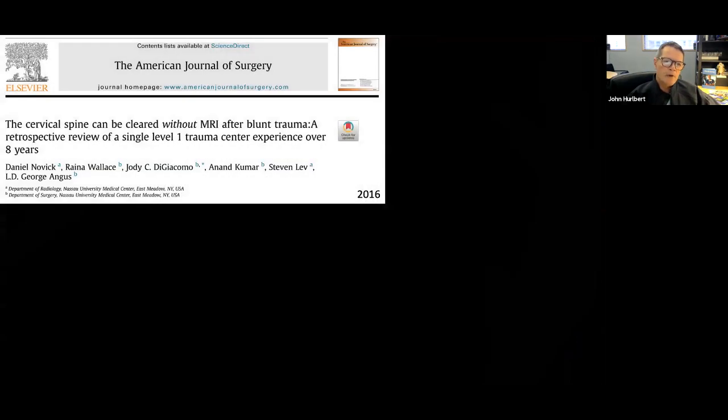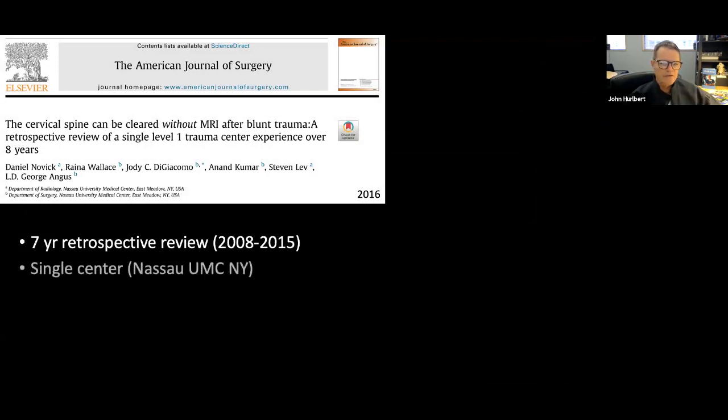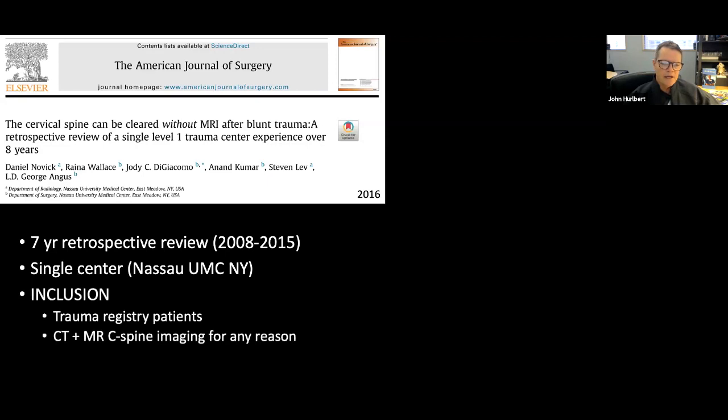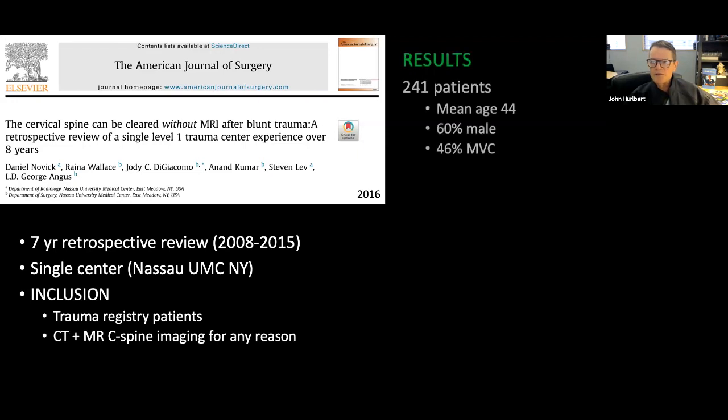There's a paper published in 2016 by a group from Nassau University Medical Center in East Meadow, New York. It was a 7-year retrospective review from 2008 to 2015. Single center. It included trauma registry patients, including CT and MR C-spine imaging for any reason. So that could be minor trauma without instability.